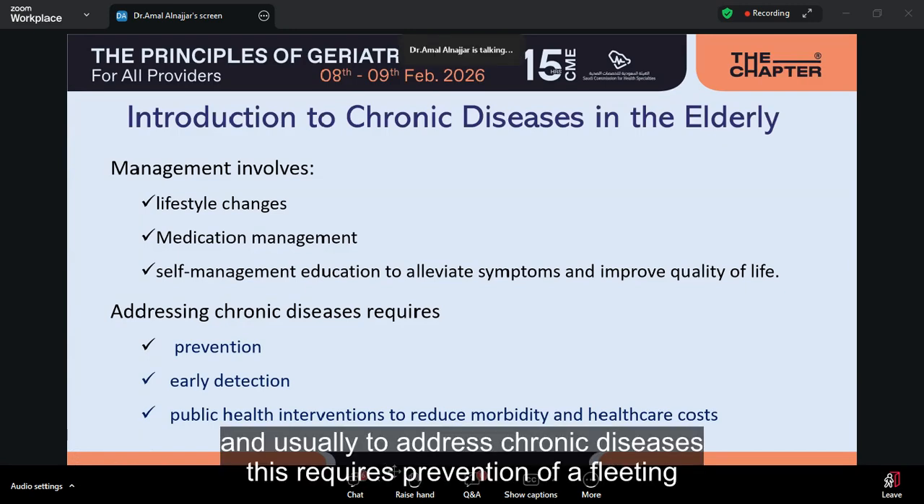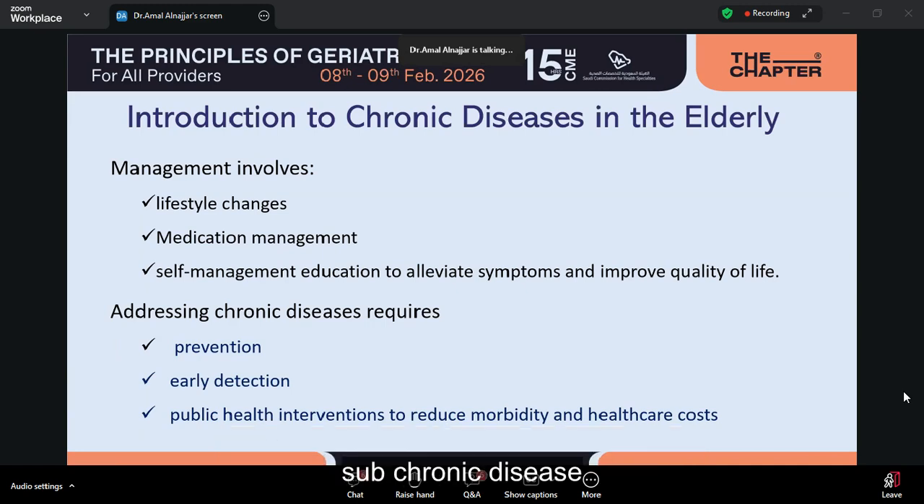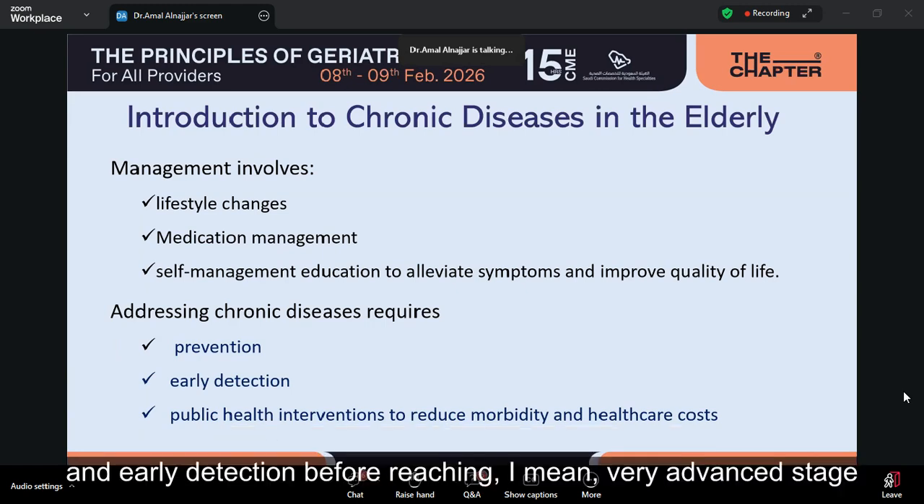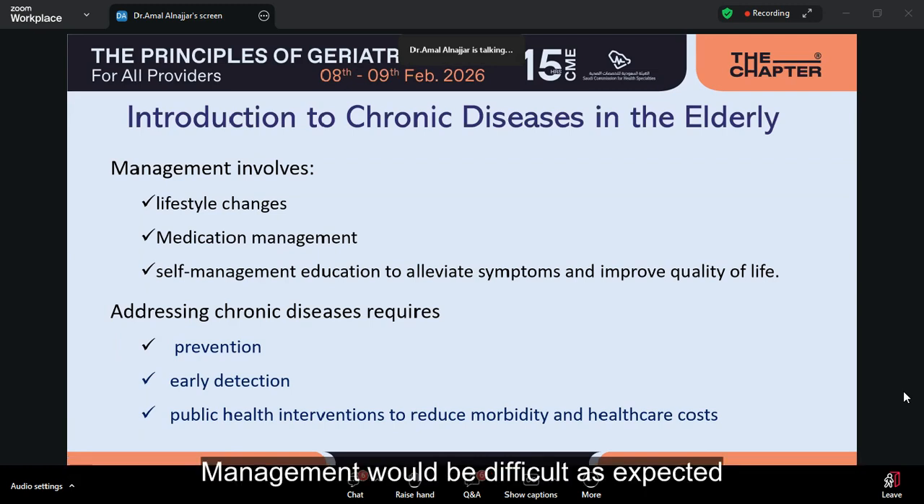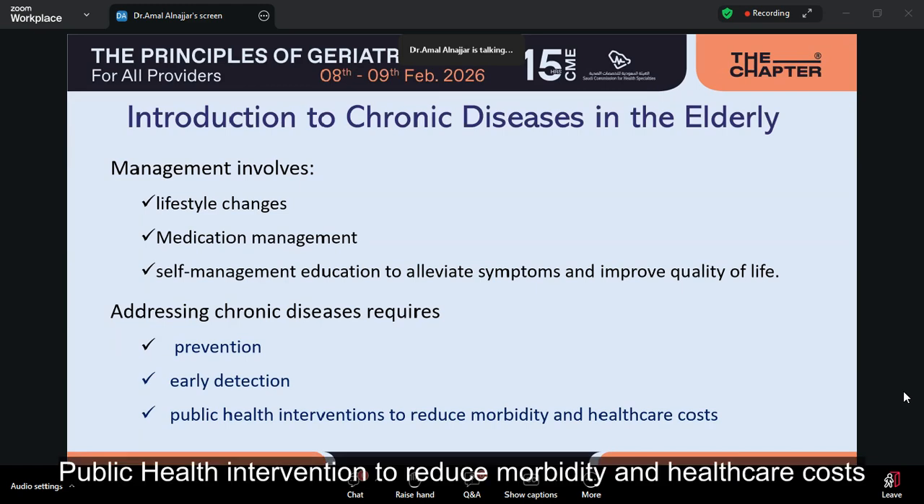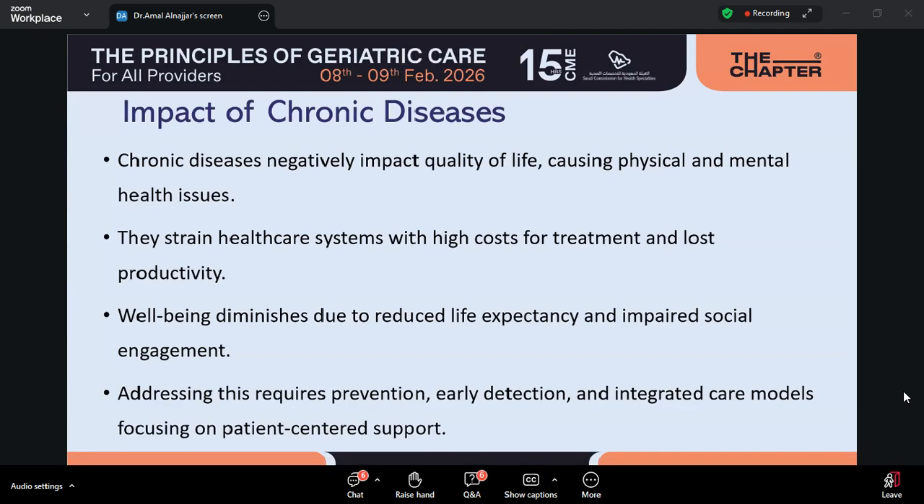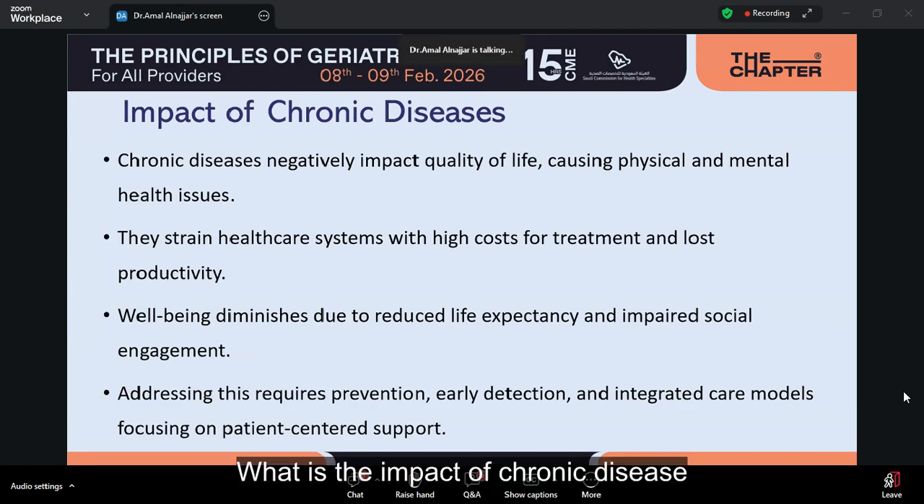Usually, addressing chronic diseases requires prevention of reaching such a chronic disease and early detection before reaching a very advanced stage, when management will be difficult as expected. Public health intervention to reduce morbidity and healthcare cost. What is the impact of chronic disease?